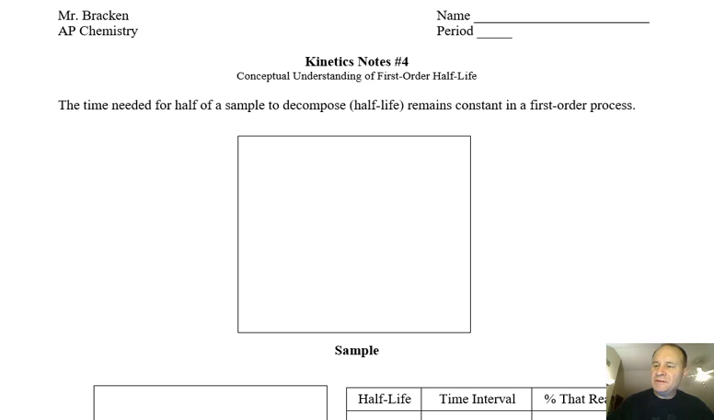Okay, well, we are going to see if we can make this work today. I know we're going to go out of order here, but I think you're ready to handle Kinetics Notes number 4. I know we've only gone through Kinetics Notes number 1, but I think we're going to be able to make the jump and be in good shape.